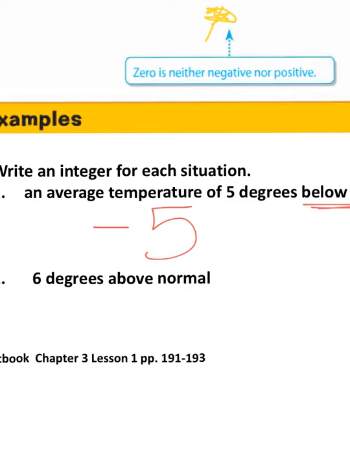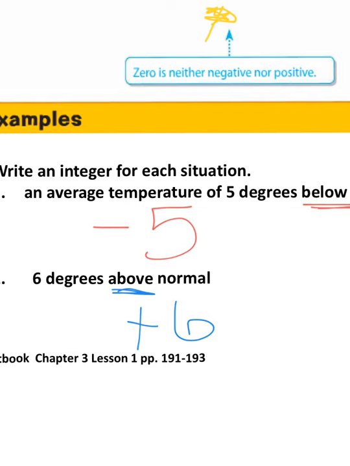And then in question number 2, we have 6 degrees above normal. Now the keyword above says that, whatever the normal temperature is, say we're in a different state and the average temperature is 80 degrees, then above that normal, you would add 6 degrees. So this would be +6. Then it is a positive integer.